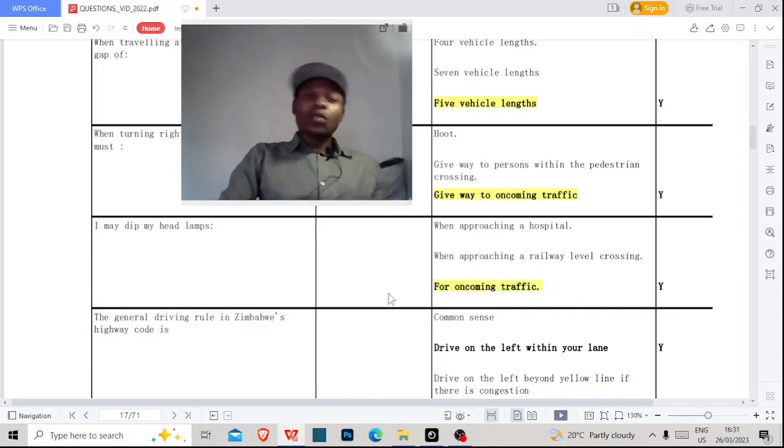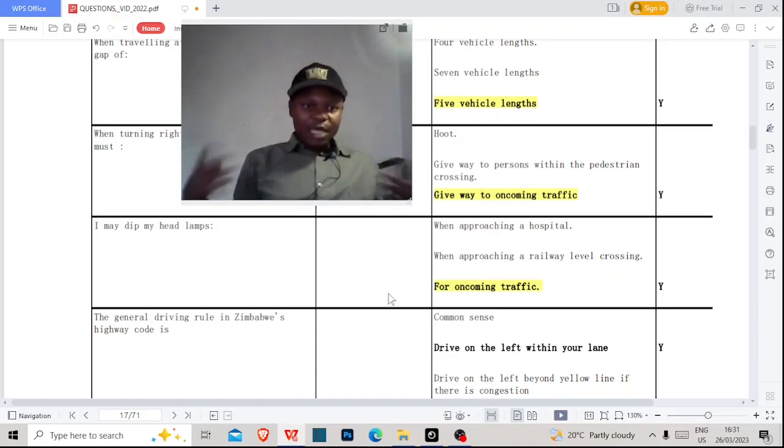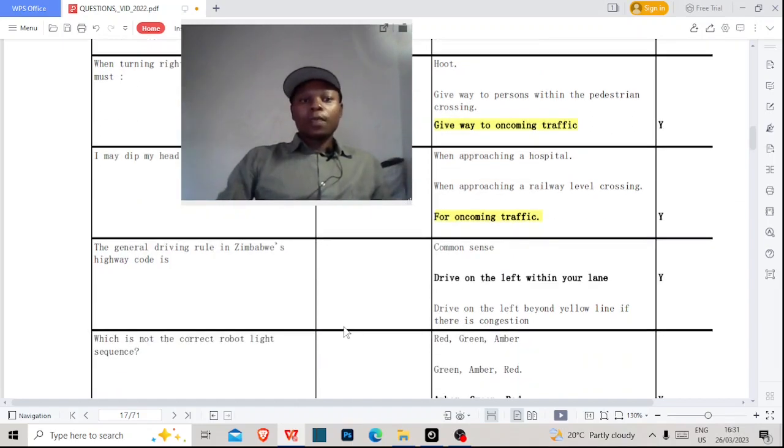The other scenario where you are allowed to dip your headlamps is if you are traveling behind other traffic on a road, or C, if you are in a well-lit street. If you are in a well-lit street, there is not that much need for too much light coming from your headlamps. So these are the scenarios that you should remember where you dip your headlamps. Now moving on to the next question.